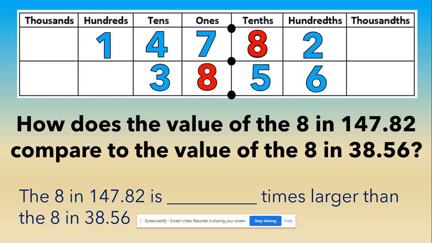We're comparing the 8 in the tenths to the 8 in the ones. The tenth is smaller, so we know that our answer is going to be a fraction. We're going one place value to the right, which is multiplying by 1/10. So the 8 in the tenths place is 1/10 the value of the 8 in the ones place.